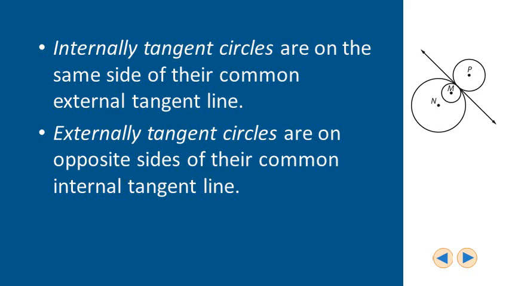Then we also have externally tangent circles, which are on opposite sides of their common internal tangent line. So again, pause the video and ask yourself, what are some of the externally tangent circles? And in this case, you've got two choices, circle P and circle N, or circle P and circle M. So these are internally tangent circles, M and N, externally tangent circles, P, and either M or N.